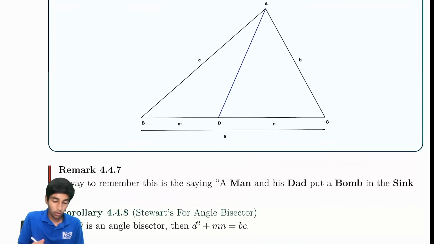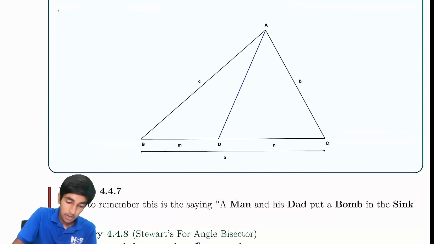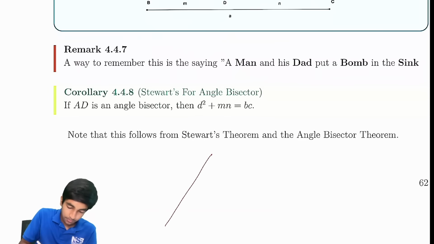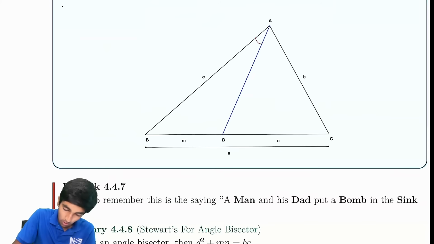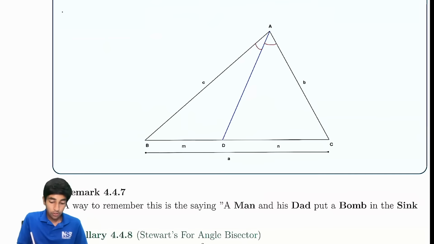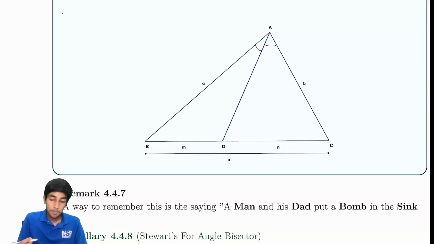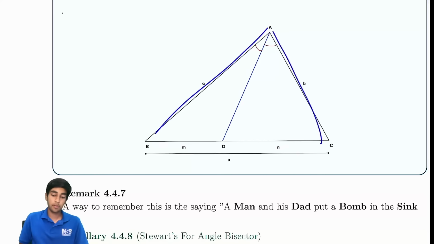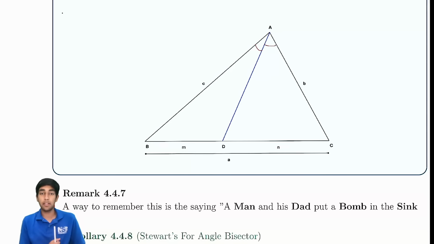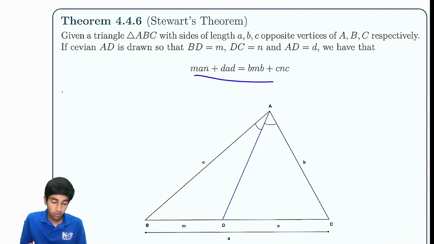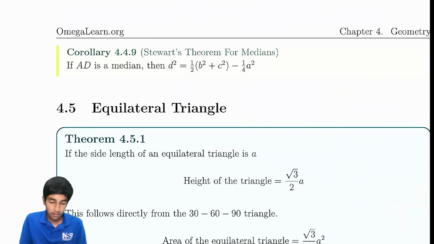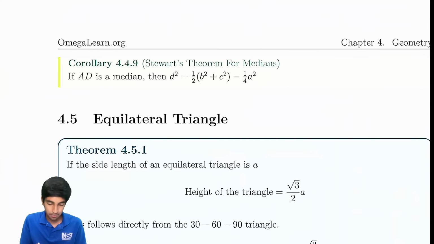And here's a kind of cool corollary for angle bisectors. So let's say now we have a new triangle, and let's say we're given that these two angles are equal. So we have this cool thing: MN plus D squared equals B times C. And that has actually saved me some time on the AMCs in the past in these problems. So it's good to remember. But how is it derived? It's derived from this original Stewart's theorem and the angle bisector theorem, which I believe we'll talk about in a minute.